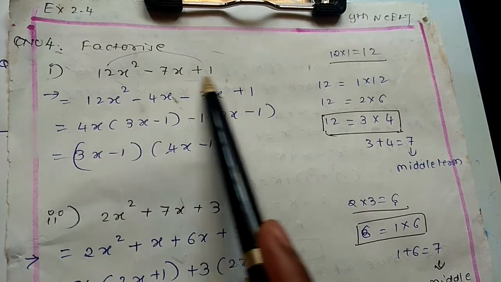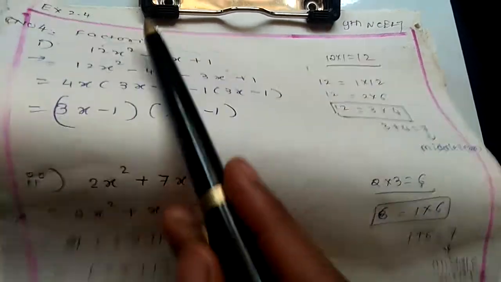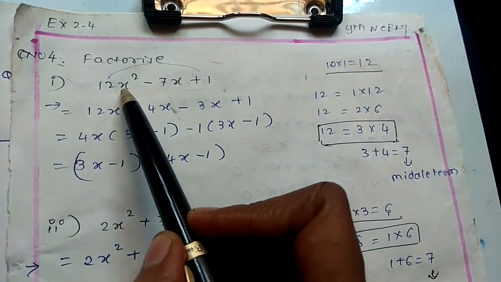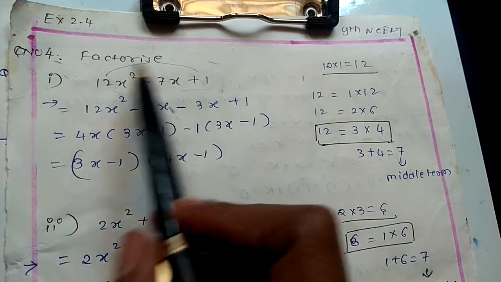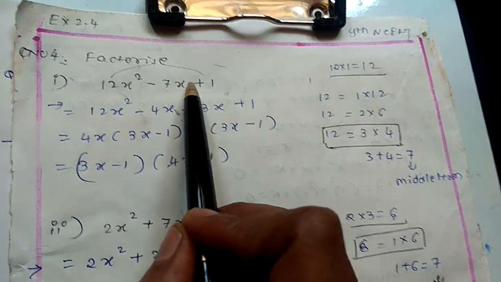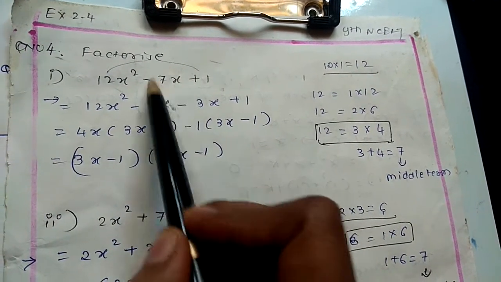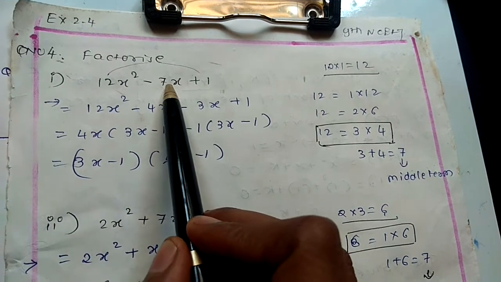Whenever you are not getting anything common, and three terms are given, and the polynomial is a quadratic polynomial, that is, the degree is 2, you have to try to factorize the polynomial by splitting the middle term. So let us start splitting the middle term. Remember, you have to split the middle term by using subtraction or addition.